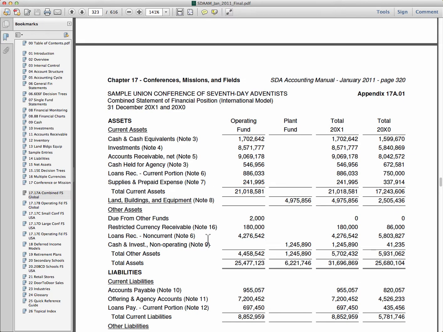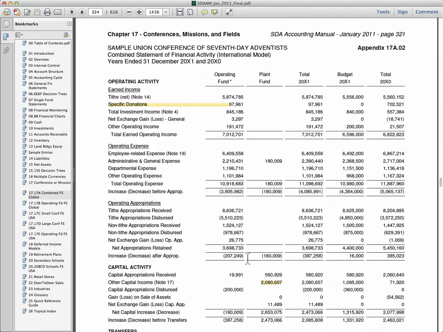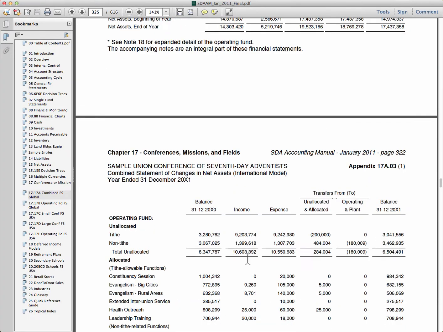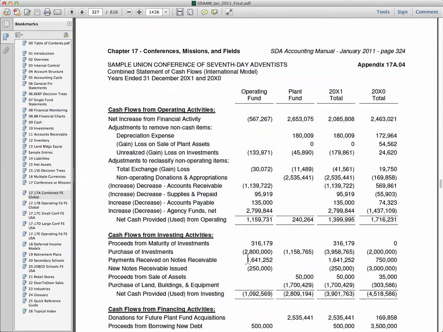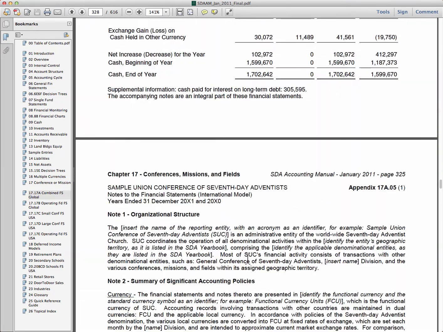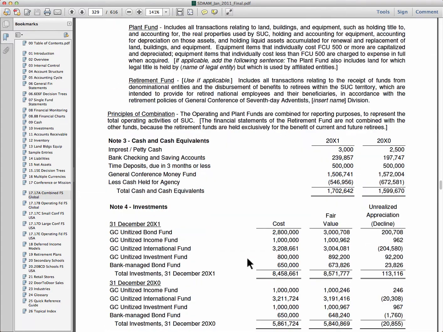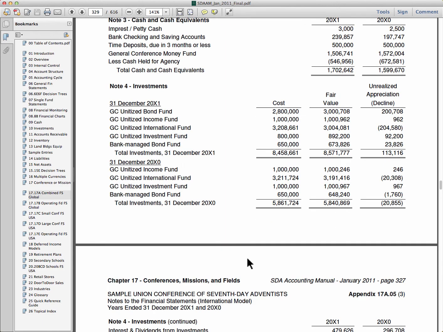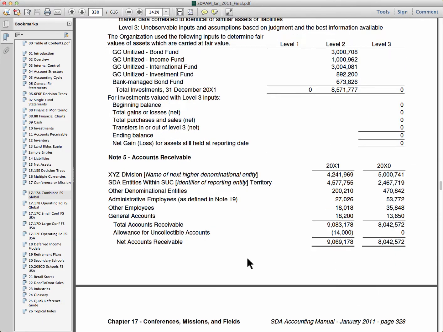So we're interested in note 5 for the accounts receivable and note 6 for the loans receivable. So let's go down and look at that. Okay, skipping down to the notes here. It takes a second. Okay, note 5 and 6 we're interested in. So here's our cash note and our investments note we talked about in previous videos. And now we're down to accounts receivable in note 5.